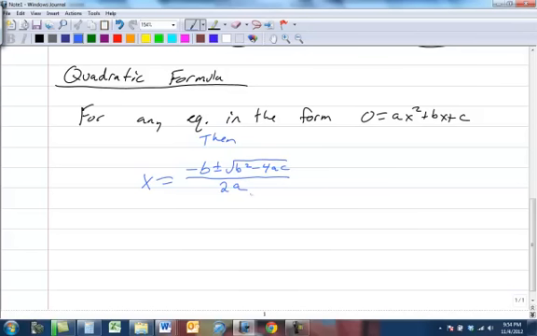Go ahead and write that down again. x is equal to the opposite of b, plus or minus the square root of b squared minus 4ac, all divided by 2a. There are several songs that you can sing that help you memorize this.